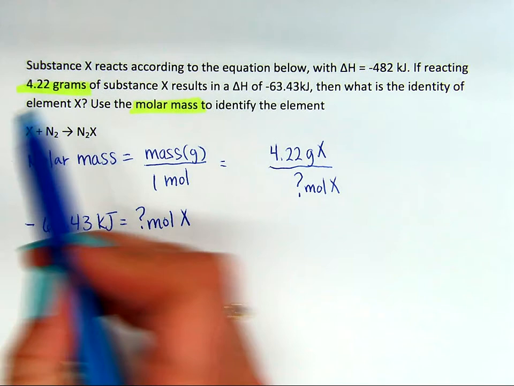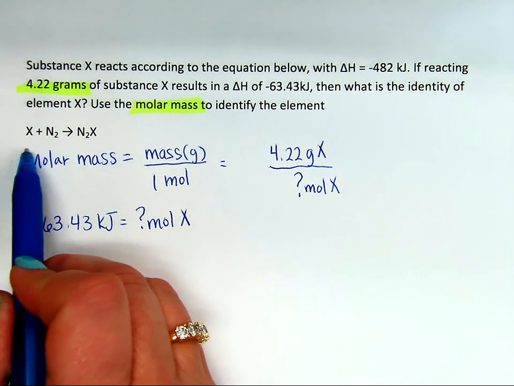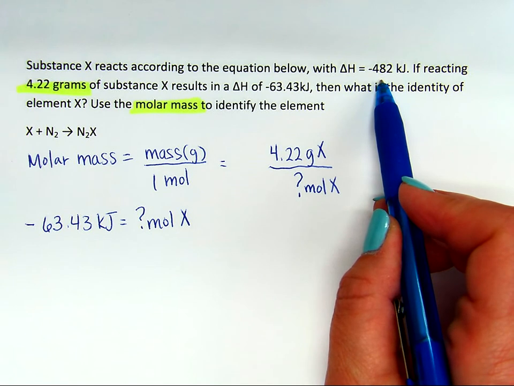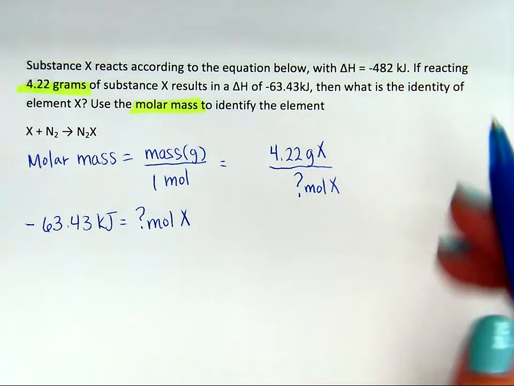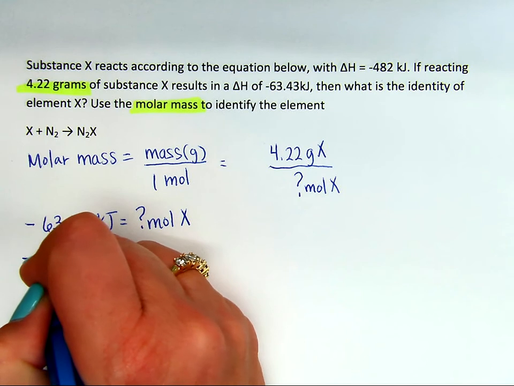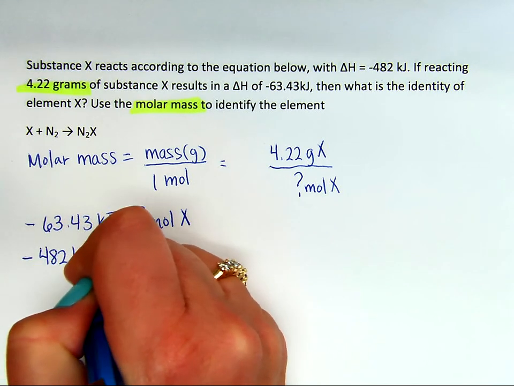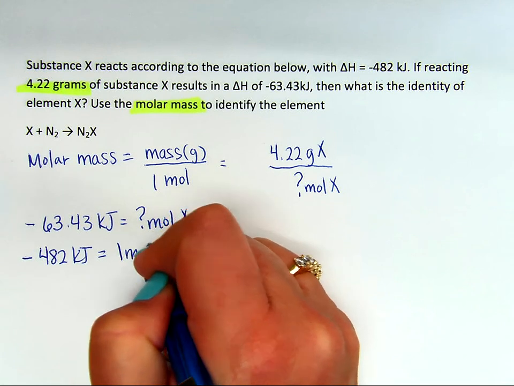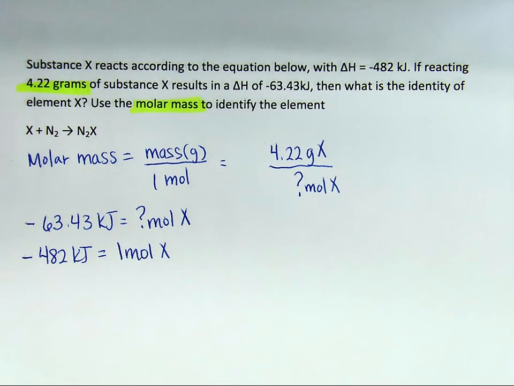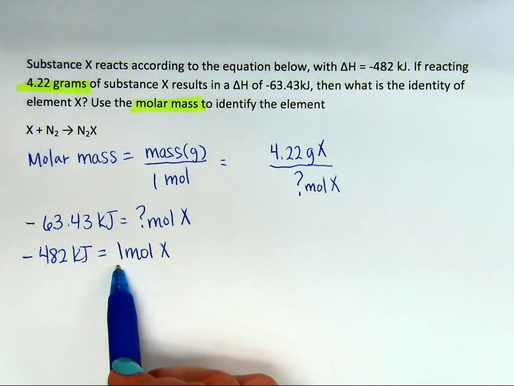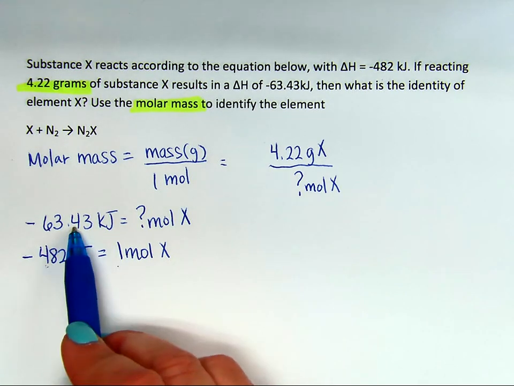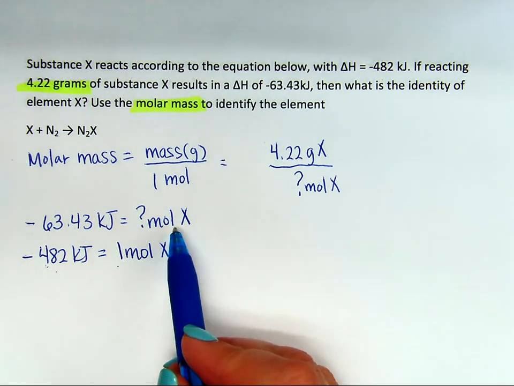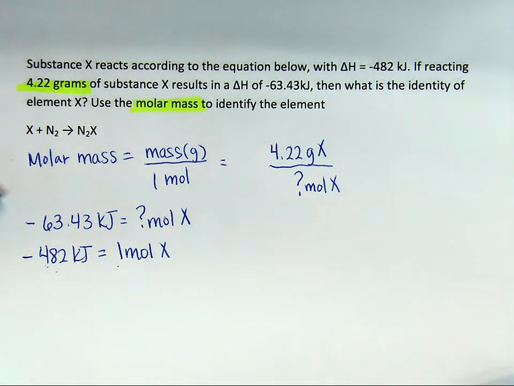Now let's look at what's been given. We know, according to the balanced chemical equation, that for every 1 mole of X that reacts, this reaction will give off 482 kilojoules of energy. So that's something I can use. I know that negative 482 kilojoules of energy will be given off when 1 mole of X reacts. So I can use this relationship to find out, all right, well clearly 63 is much smaller than 482, so we know that the moles of X is going to be smaller. But how much smaller will it be?